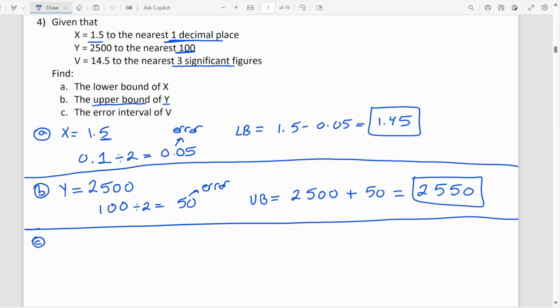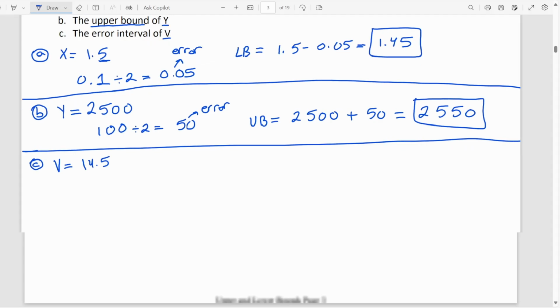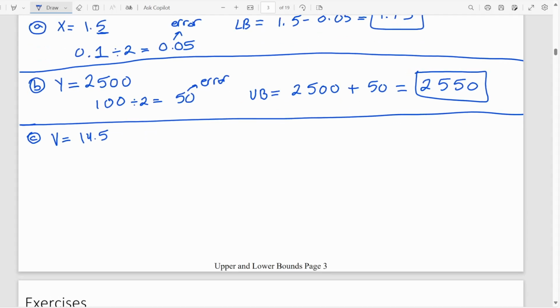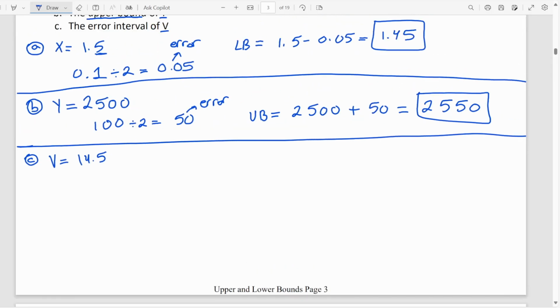So in C, we're being asked to find the error interval of V. Finding the error interval means you have to find the upper bound and the lower bound. So let's write down V. So V is equal to 14.5. And this is rounded to the nearest 3 significant figures, okay? Let's count. We want the third one. This is the first, this is the second, and this is the third.